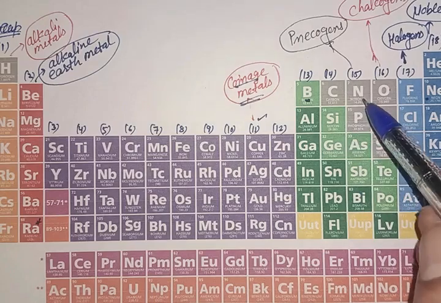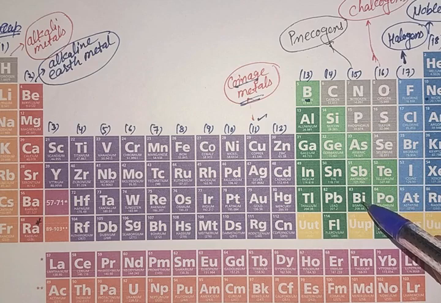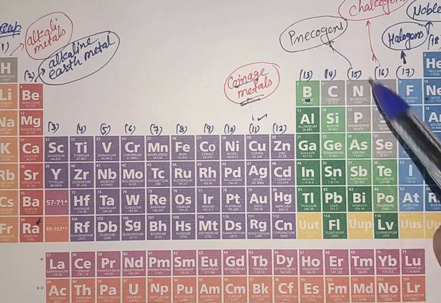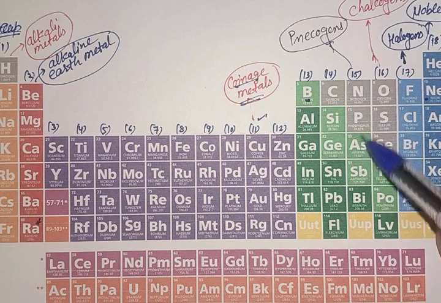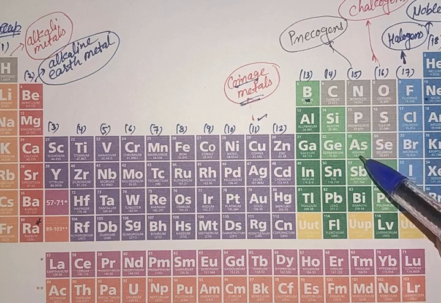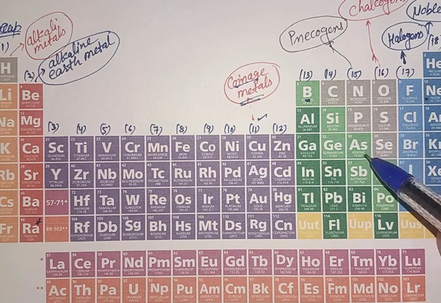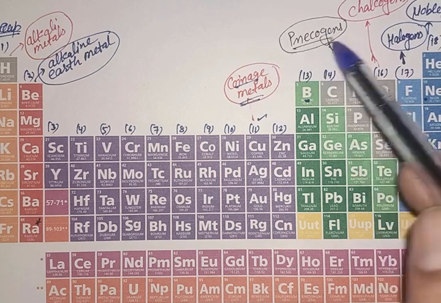The elements of group number 15, like nitrogen, phosphorus, arsenic, antimony, bismuth, are also called pnictogens. Why are they called pnictogens? Because the compounds of nitrogen, phosphorus and arsenic give us a pleasant smell, a smell which gives us pleasure. That's why the compounds of group number 15 are also called pnictogens.